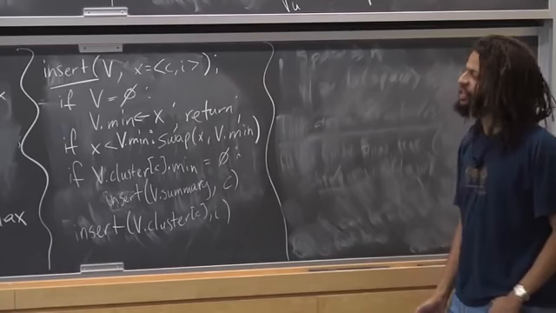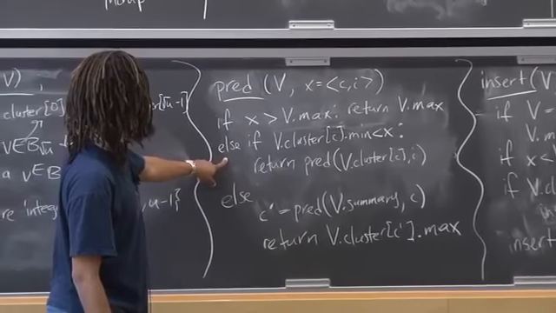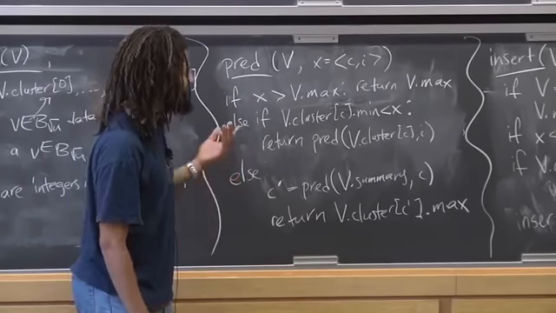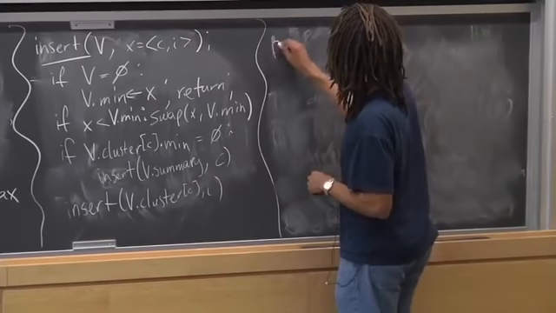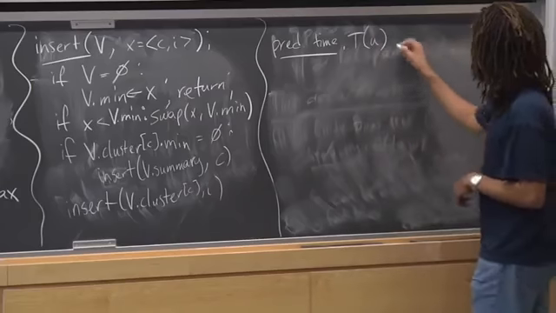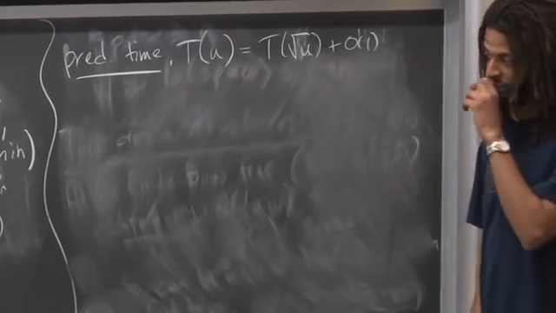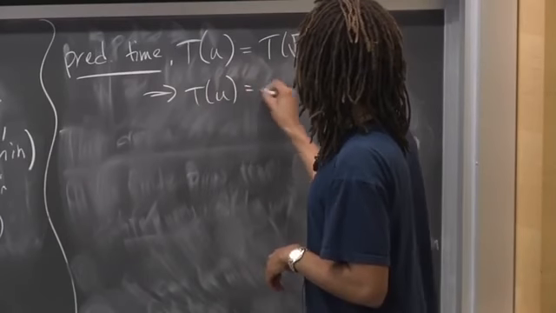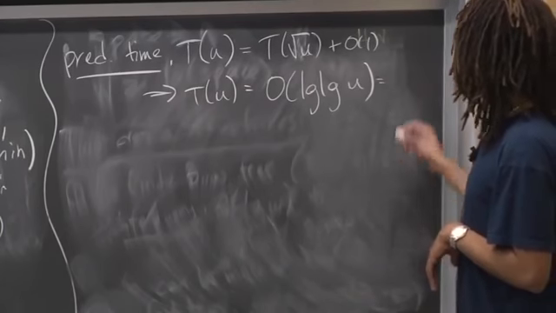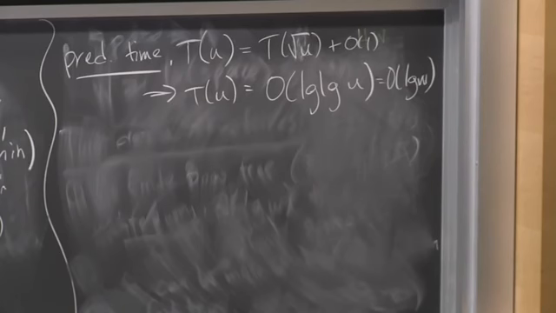Okay, so let's just analyze the running time of these procedures. So predecessor: there's only ever one recursive call. In any of the if cases, you'll have at most one recursive call. So we have the recurrence for predecessor time: T of u, where we start off with a universe of size u, is equal to T of root u plus O of 1. And if you remember your recurrences, this implies that T of u is O of log log u, which is equal to log w. Remember, u is basically 2 to the w. Okay, how about insertion?